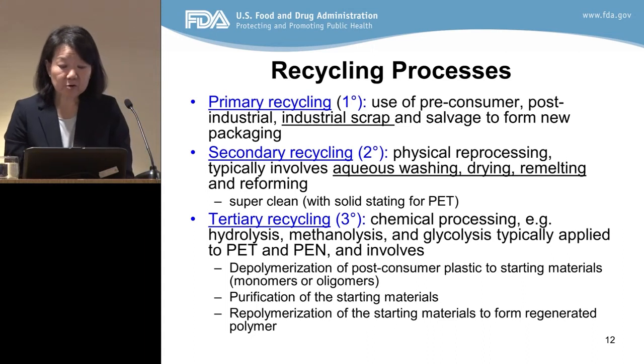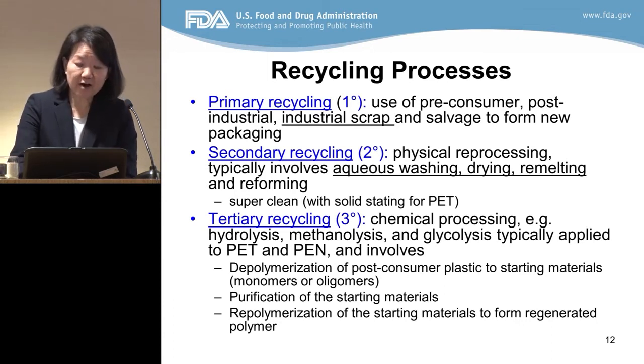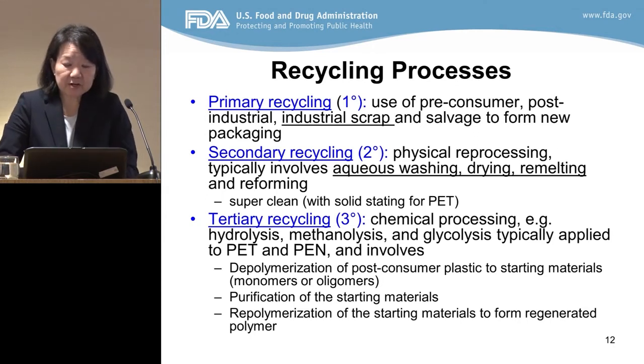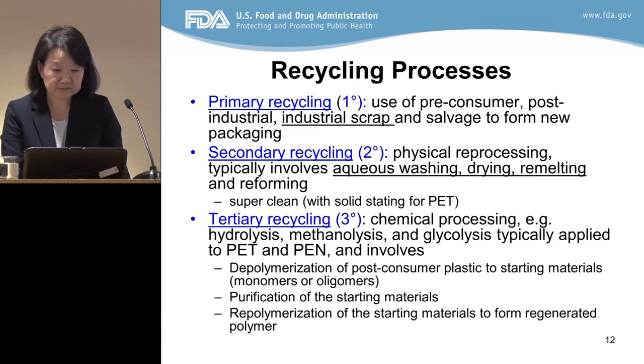And they involve the depolymerization of the post-consumer PET or PEN to starting material, which is in the form of monomers or oligomers. And then you purify the starting material to remove all the potential contaminants. And then after you get the clean starting material, you repolymerize that material and regenerate the new polymer, which is actually as clean as a virgin polymer that can be used for food contact application.